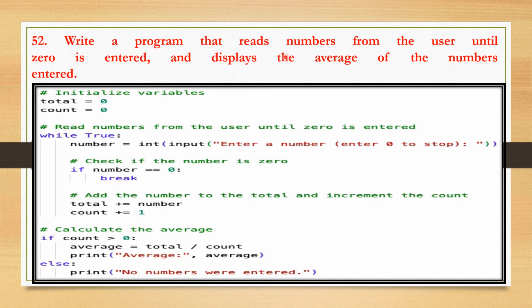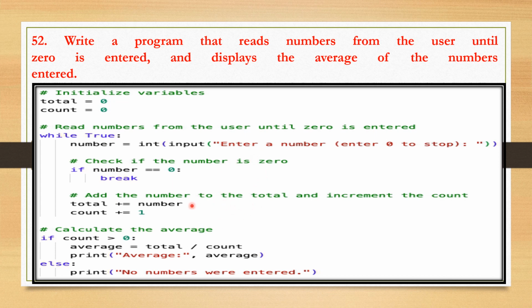The next program is to read numbers until 0 is entered and display the average of all numbers. So here we initialize two variables, total and count, to keep track of the sum of the numbers entered and the number of numbers entered respectively. The program enters a while loop with the condition True, which means the loop will continue indefinitely until a break statement is encountered. Inside this loop, the program prompts the user to enter a number using input, converts it into an integer using int, and assigns it to the number variable.